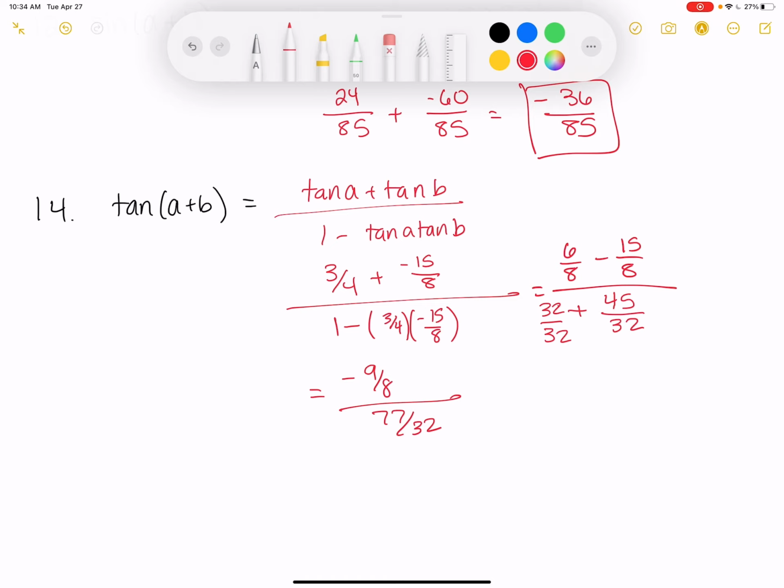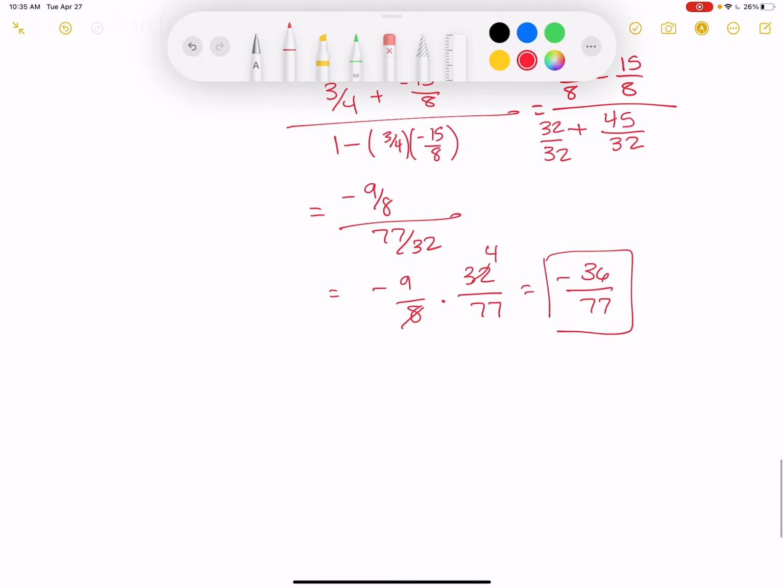And then I'm dividing by a fraction, so I need to do what? Multiply by the reciprocal. So 32 over 77. 8 goes into 32 how many times? 4 times. So that's going to be negative 36 over 77. This is actually probably the easiest thing I've done with fractions. I just don't like them. They usually take too long. They work out pretty nicely, that's what I'm saying. There's not anything super complicated once we figure that out.